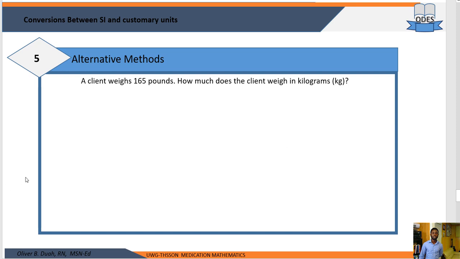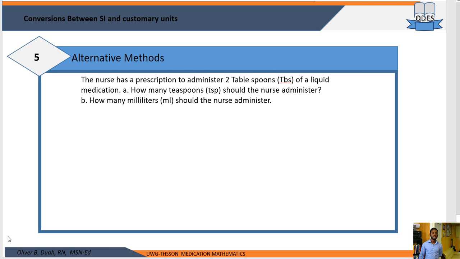Let's do some more examples. So I think we already solved for this. Okay, so let's see. Alright, the nurse has a prescription to administer 2 tablespoonfuls of a liquid medication. A, how many teaspoons should the nurse administer? B, how many mLs should the nurse administer?